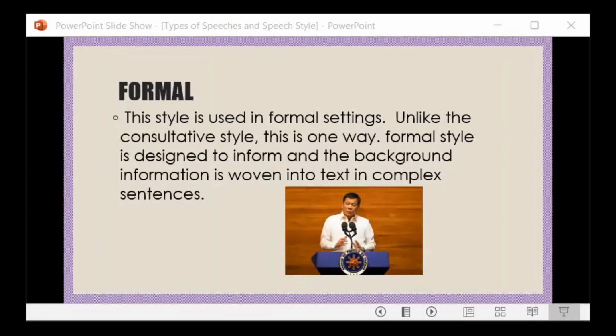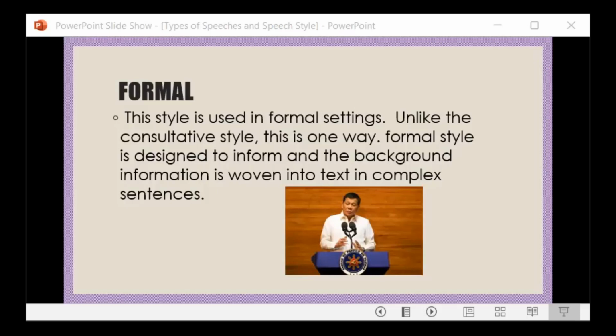Next, for the fourth one, we have what we call the formal speech style. This style is used in formal settings. Unlike the consultative style, this is one way. When we are talking about one way, the speaker is the most important here, and the listener just serves to listen during the speech. Formal style is designed to inform, and the background information is woven into the text in complex sentences.